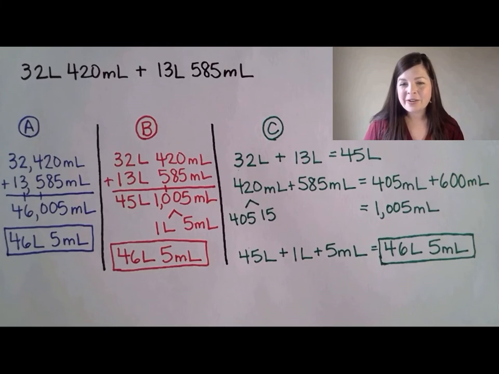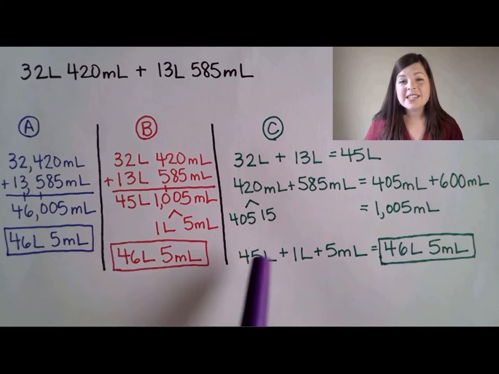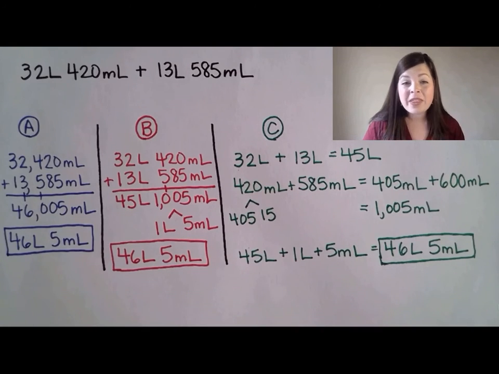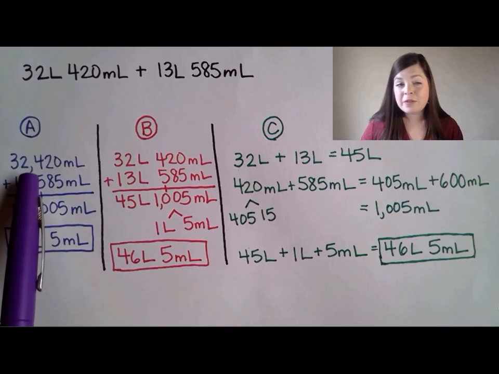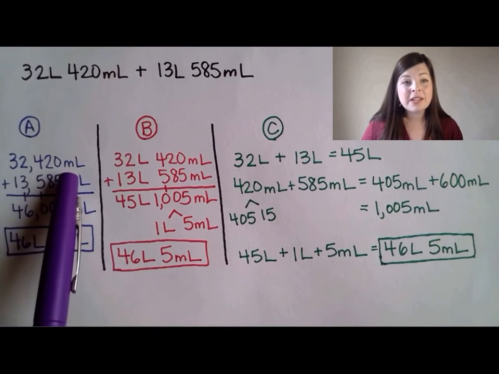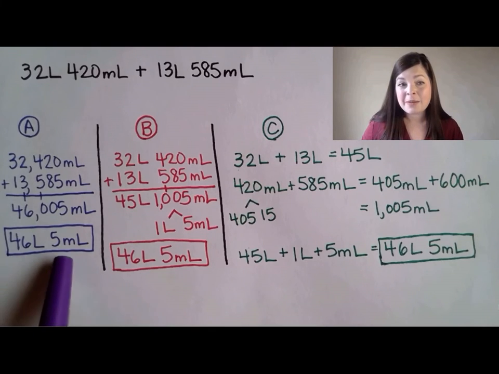Pause the video now and analyze each of these solution strategies. See if you can explain out loud what the strategy was. So, how did they solve in solution A? In solution A, they used an algorithm. But first, they converted the mixed units to milliliters before adding, and then renamed again in mixed units at the end.